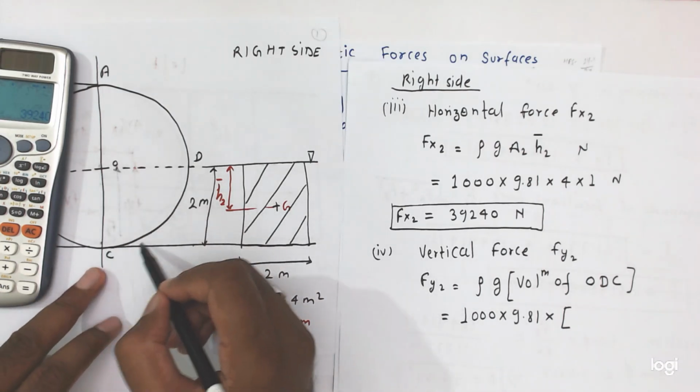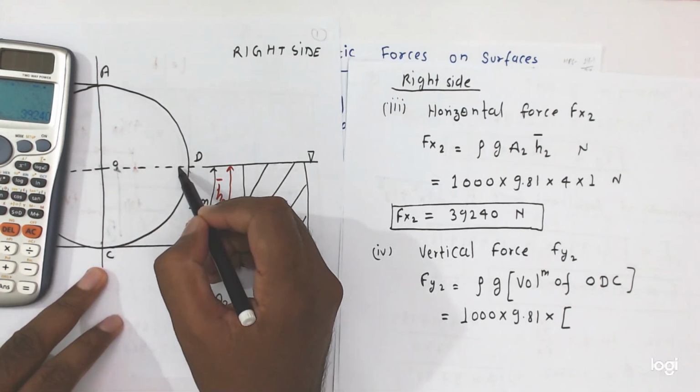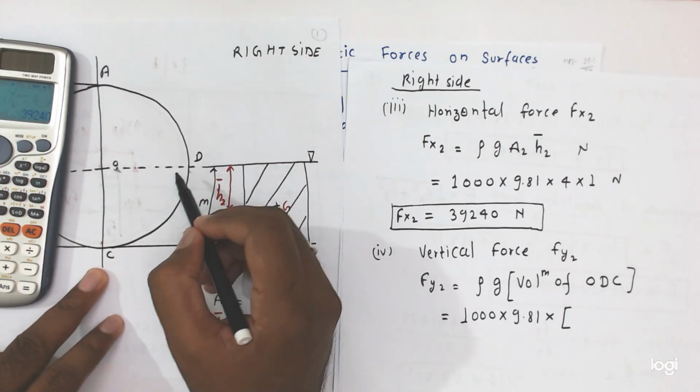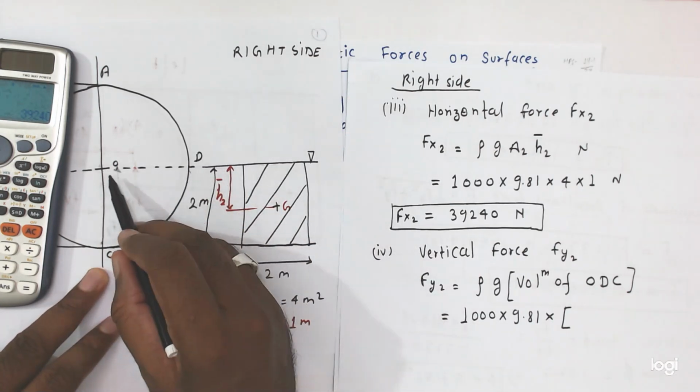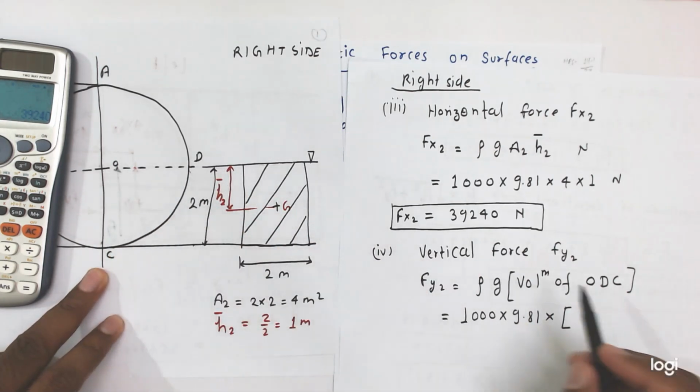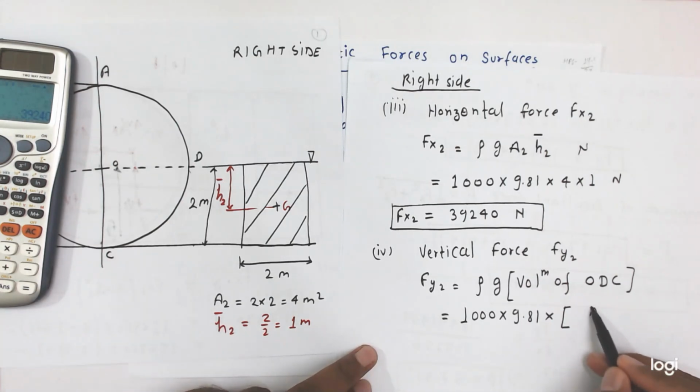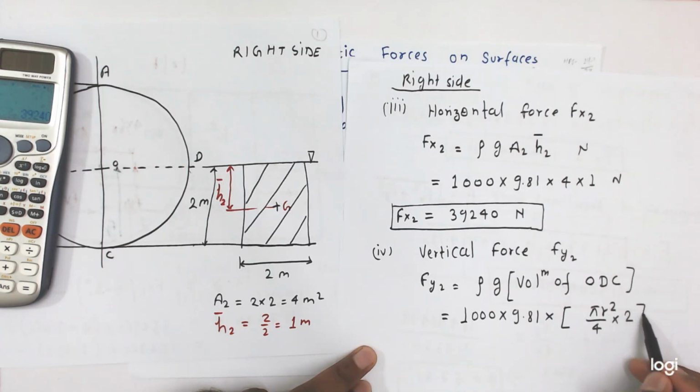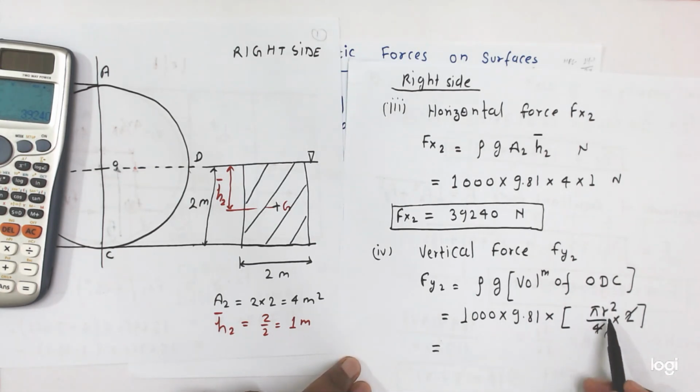Volume is equal to the area of this part into width. So area of this part means what, friends? This is one-fourth of the circle. So it is pi r square, the area of the circle, divided by 4, into width. Width is equal to 2 meter. So it cancels by 2. So how much will it come? And radius is equal to 2.